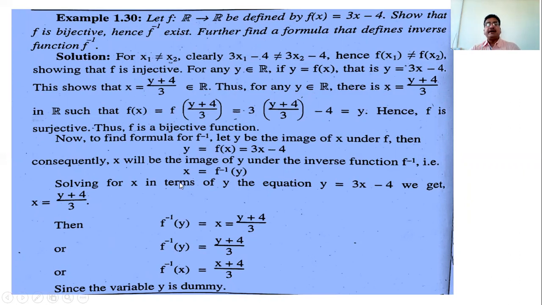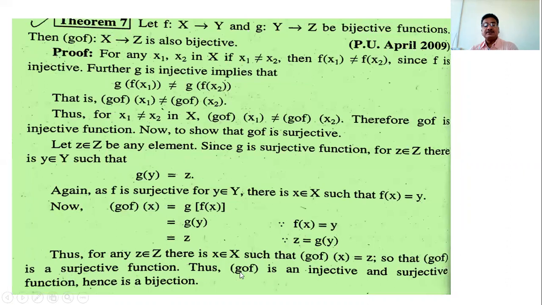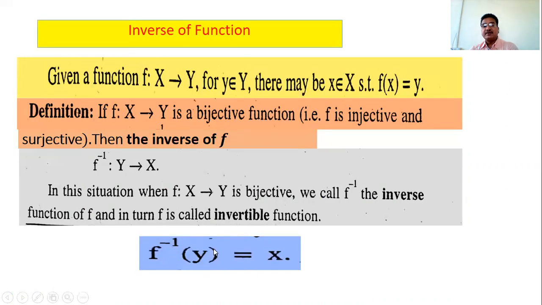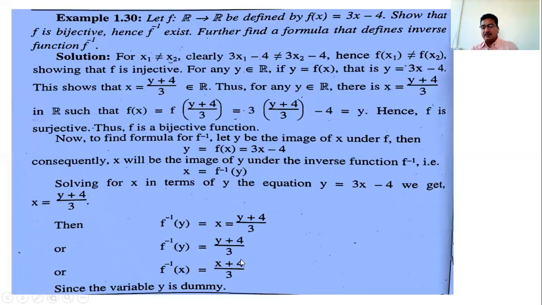So how can we define f inverse? f inverse(y) is x. This is the definition to obtain the formula for f inverse. So f(x) is y, then f inverse(y) is x. What is x? x is (y plus 4) by 3. And therefore f inverse(y) is equal to (y plus 4) by 3. This is the formula that defines the inverse of the function, f inverse.